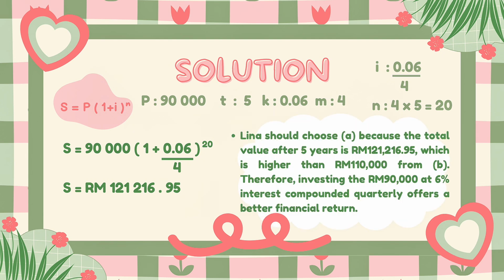So the conclusion is Lina should choose A because the total value after 5 years is 121,216.95, which is higher than the 110,000 ringgit from B. Therefore, investing the 19,000 ringgit at 6% interest compounded quarterly offers a better financial return.